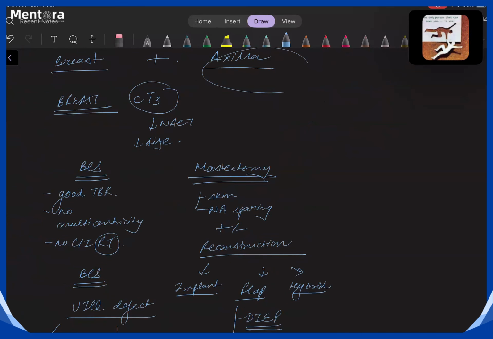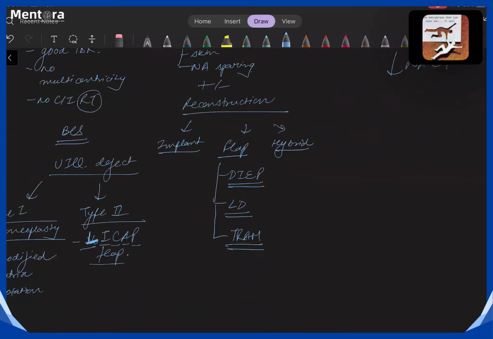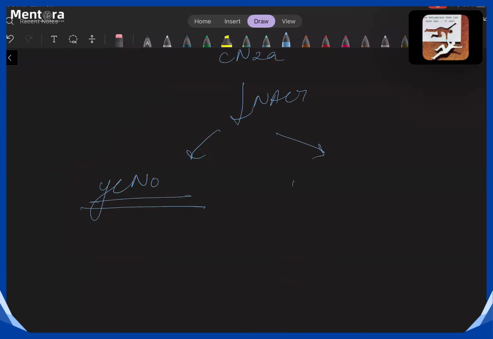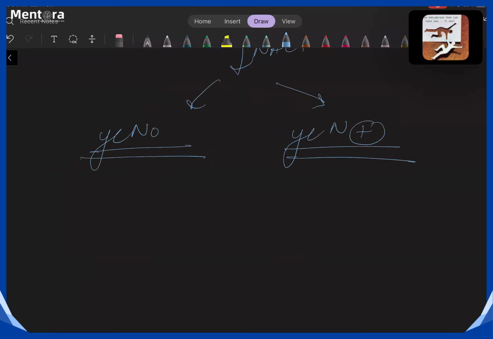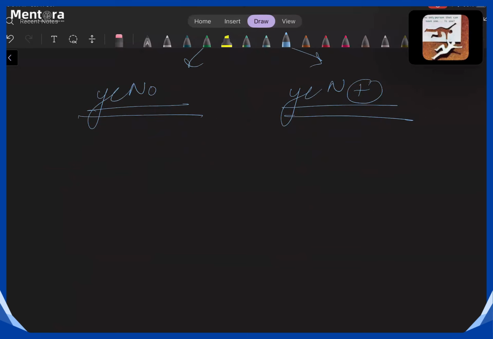The second component was the axilla. How are we going to address the axilla in this situation? Initially it was cN2a to start with. Following NACT, we are going to check for the response. There would be two situations: one, that it turns out to be ycN0, and second, that it remains ycN positive, that is, nodes are still positive even after giving neoadjuvant chemotherapy.